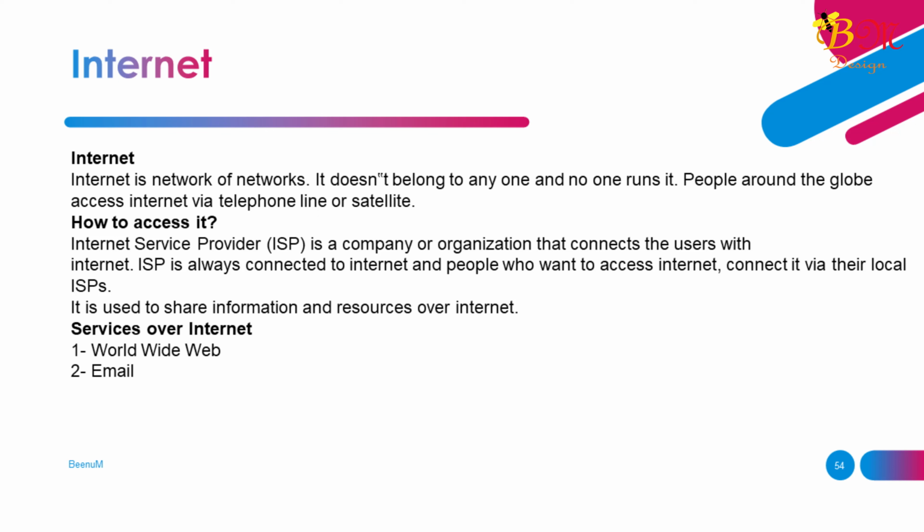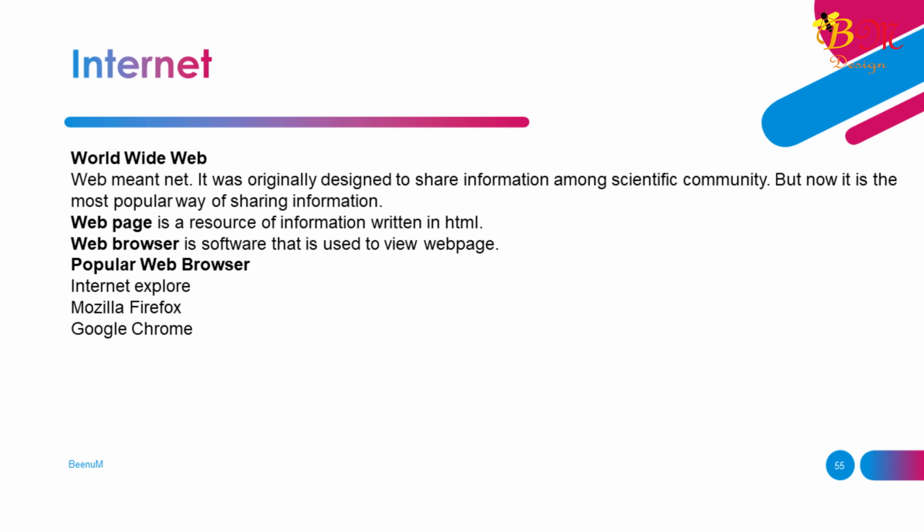Services over the Internet. 1. World Wide Web. 2. Email. World Wide Web. Web meant net. It was originally designed to share information among the scientific community. But now it is the most popular way of sharing information.